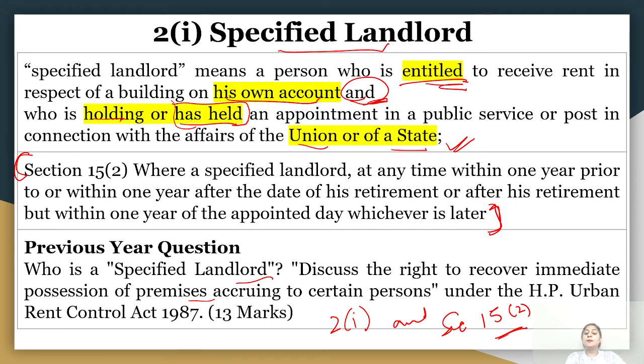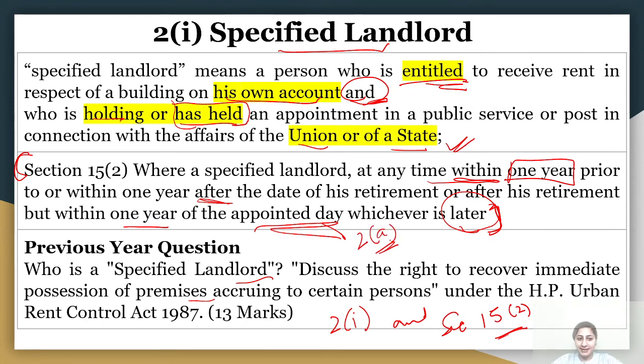So let's say this person has held the public service. So in section 15 subsection 2, they are clarifying where a specified landlord at any time within 1 year prior or within 1 year after the date of his retirement or after his retirement, but within 1 year of the appointed day, whichever is later. So appointed day हमें कहाँ दिया गया है? सेक्शन 2A में. कौन सी डेट है? आप मुझे कमेंट सेक्शन में लिखकर बता सकते हैं.